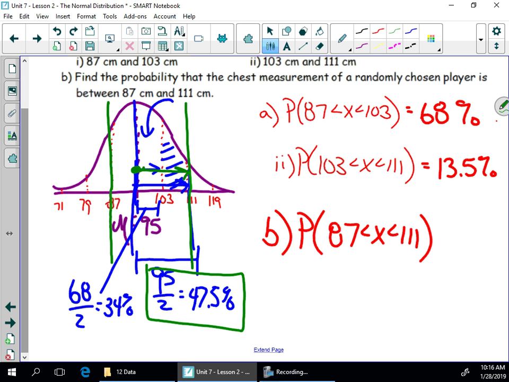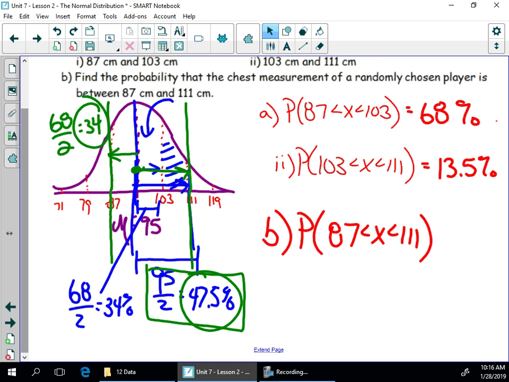I also know that this is 1 standard deviation below, and we figured out that that area, 68 divided by 2, is 34. So if I take my 34 and my 47.5 and I add them together this time, because I want both sides of the mean, I can figure out the probability together would be 81.5%.